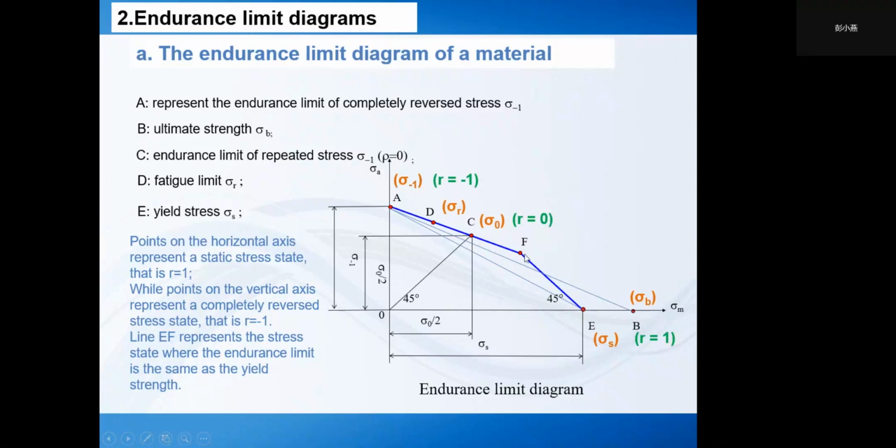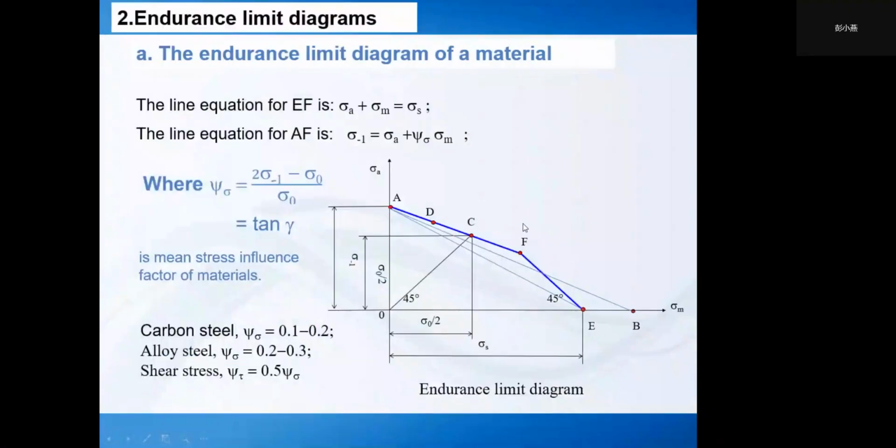And line EF represents the stress state where the endurance limit is the same as the yield stress. On the line EF, the endurance limit is the same as the yield stress. Okay, and then we can have the line equations for EF and AF.